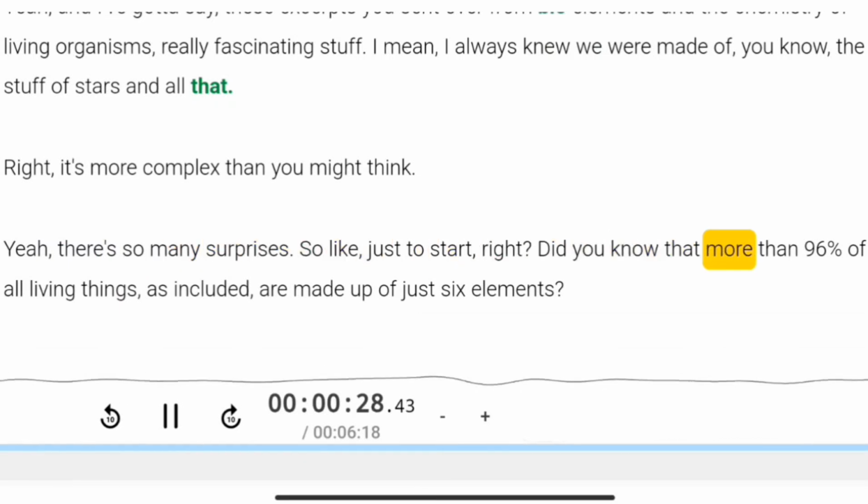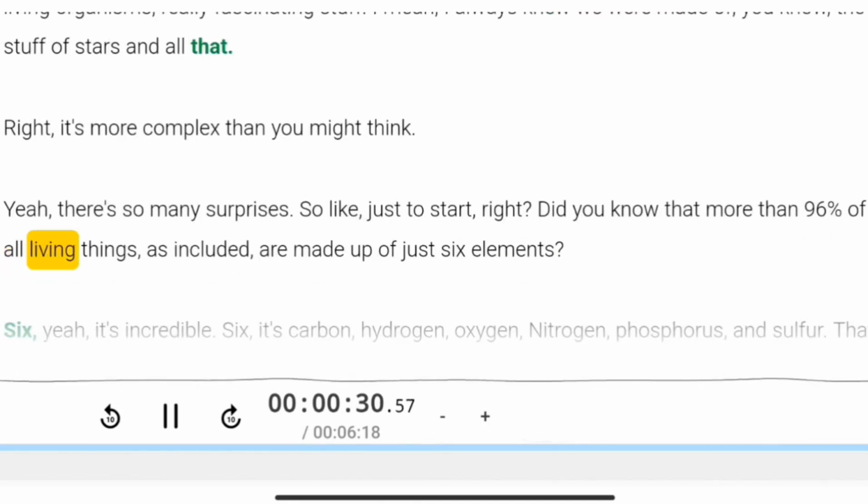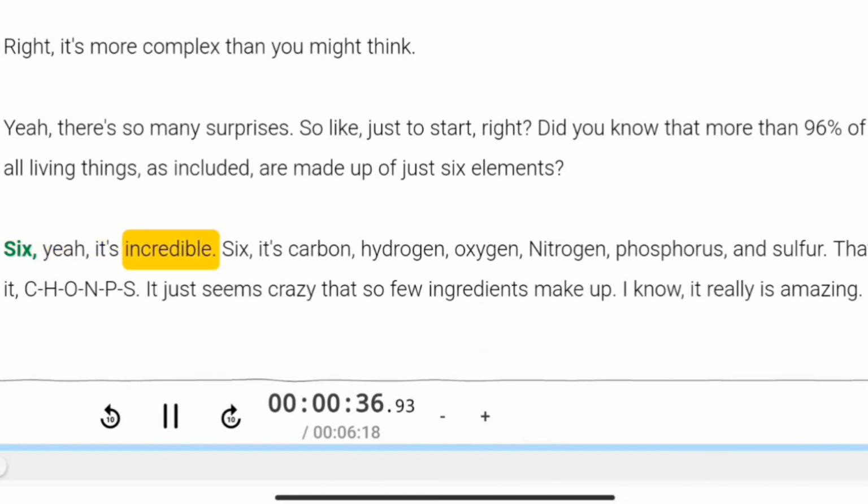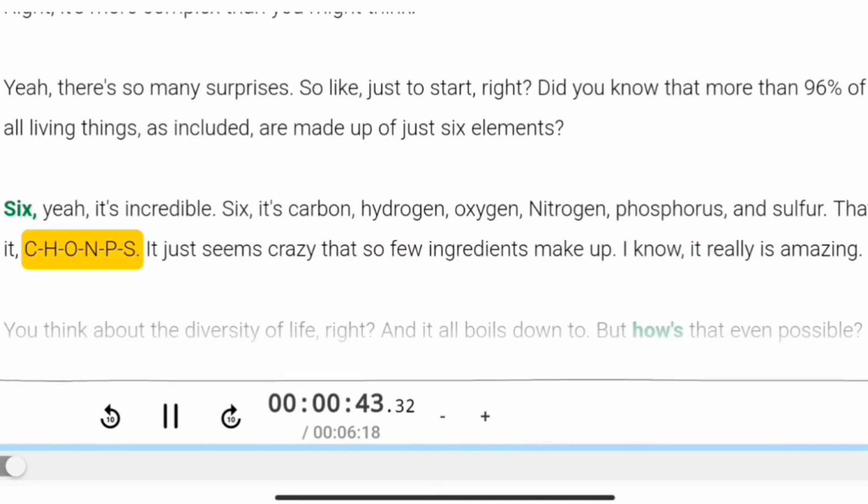Did you know that more than 96% of all living things, us included, are made up of just 6 elements? 6? Yeah, it's incredible. It's carbon, hydrogen, oxygen, nitrogen, phosphorus, and sulfur. That's it. CHOMPS. It just seems crazy that so few ingredients make up... I know. It really is amazing.